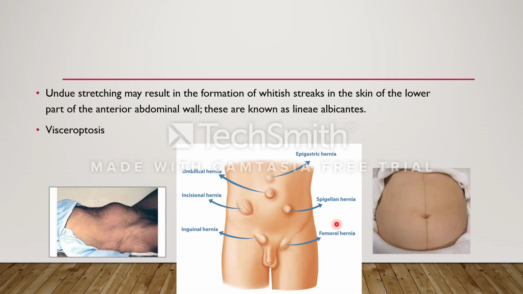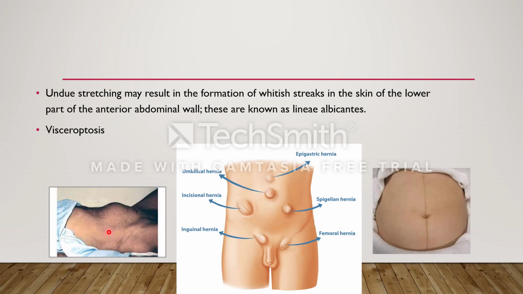Undue stretching may result in the formation of whitish streaks in the abdomen. See here, these are the whitish streaks present in the skin of the lower part of the anterior abdominal wall. These are named linea albicans. This black line is named linea nigra.